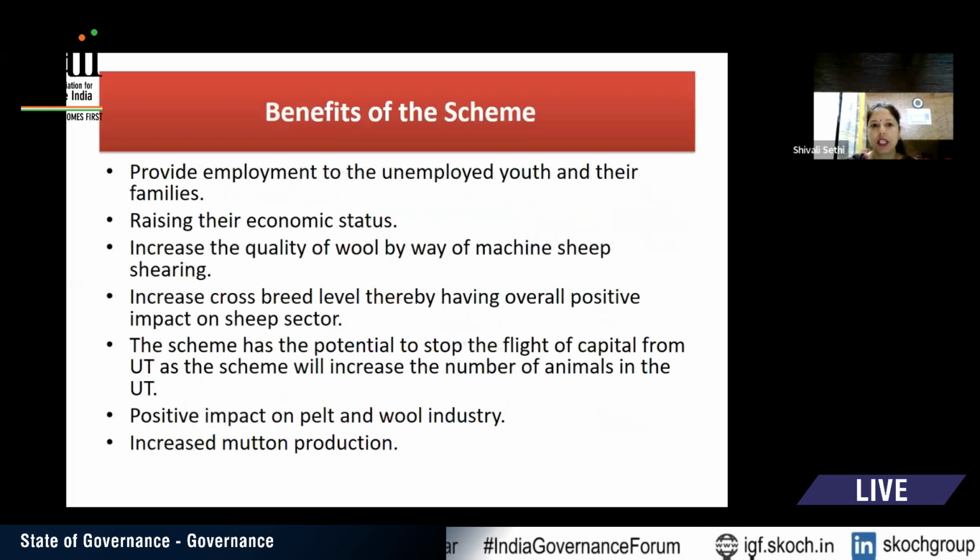The benefits of the scheme are basically that it provides employment to the unemployed youth of the UT. It also raises their economic standards. The quality of wool is also increased by the machine shearing, as the staple length increases by way of machine shearing. It also promotes crossbreeding, having a positive impact on the sheep sector.